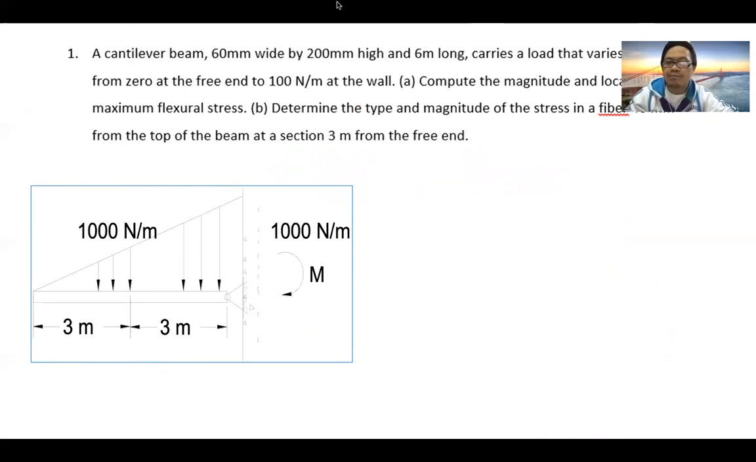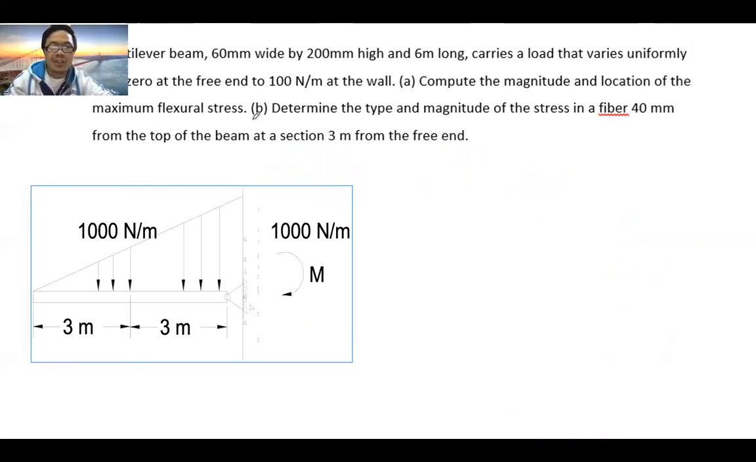Cantilever beam, 60 millimeter wide by 200 millimeter high. In the height. So, dito, 60. Dito naman is 200. You have 6 meter long. Carries a load that varies uniformly from 0 at the free end and 1,000 Newton per meter at the wall. So, basically, sa gitna, mga 500 na lang to. Okay? Here, mismo dito, 500 yan.